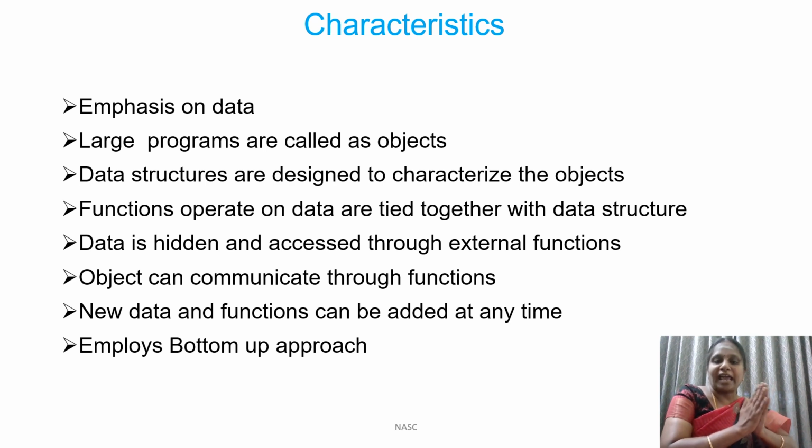So for every software, we need to identify the suitable data structures that are designed to characterize the objects. Here the functions that operate on data are tied together with the respective data structure. Data is hidden and accessed only through the external function. So here we are preventing the direct access. Mainly for ensuring the security, the direct access to the data is prohibited.